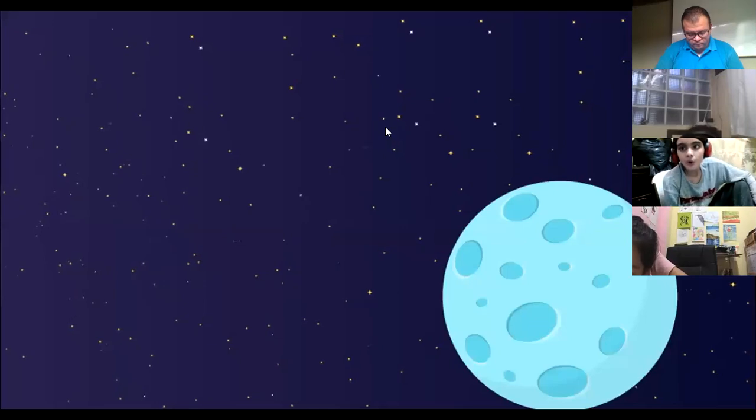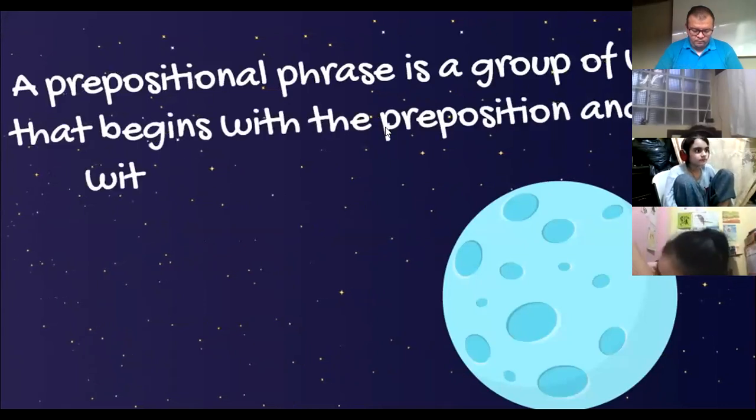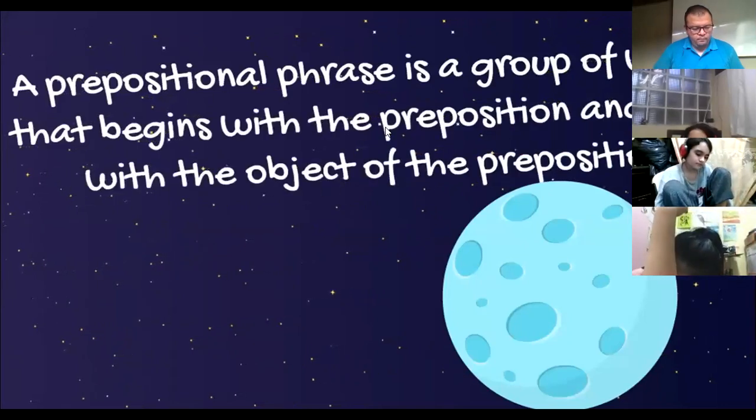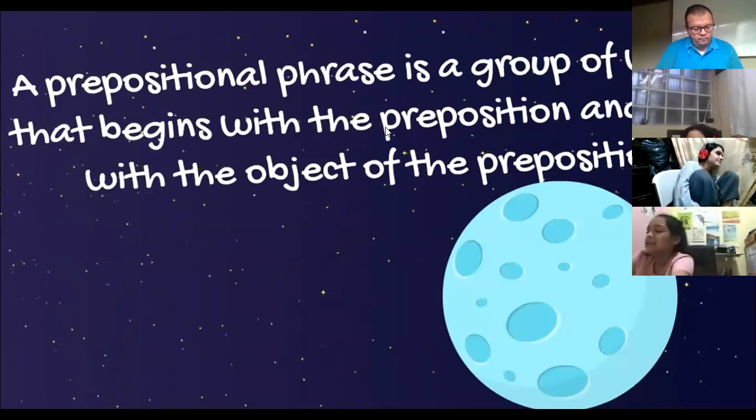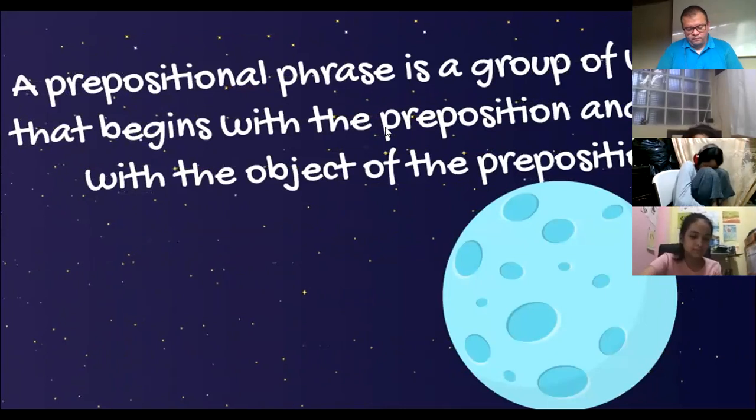A prepositional phrase is a group of words that begins with the preposition and ends with the object of the preposition. Wow, there you go. A prepositional phrase. Now you know what that means.